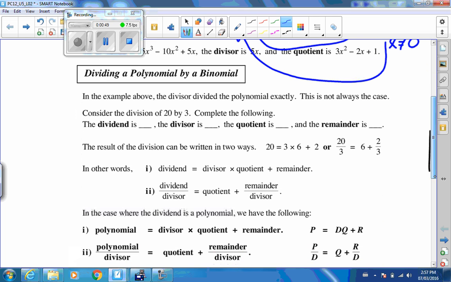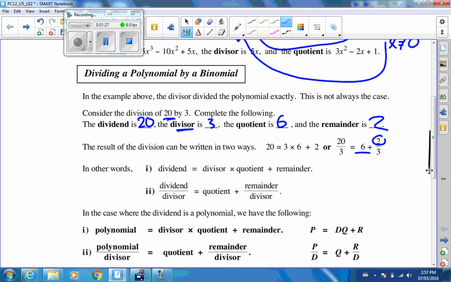Now, sometimes it won't go in exactly. So if we had 20 divided by 3, we're going to do this like review of grade 3 long division. The dividend, the thing that you are dividing, is the 20. The divisor, the number of groups it's being divided into, is that. Quotient is the answer. And so is the remainder. So in this case, since the answer would be 6 plus 2/3, the quotient is 6, the remainder is 2.